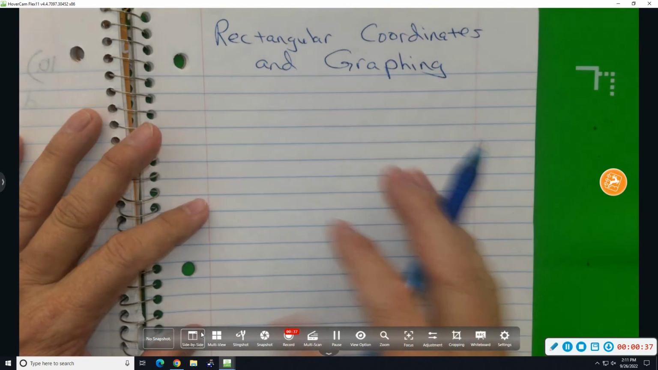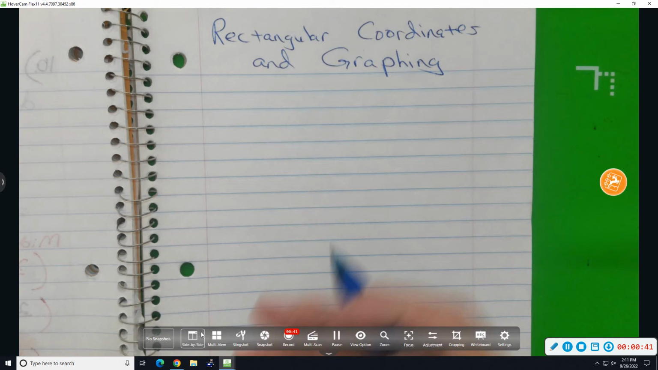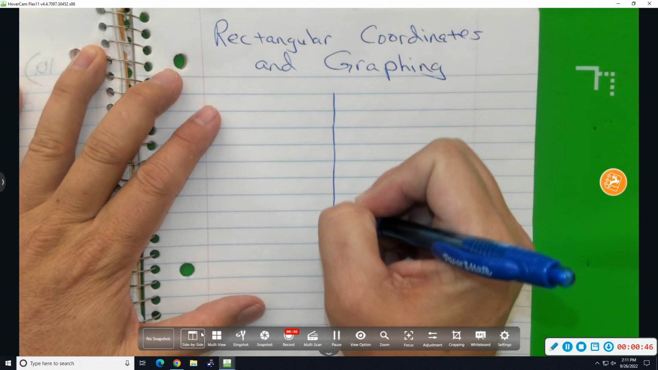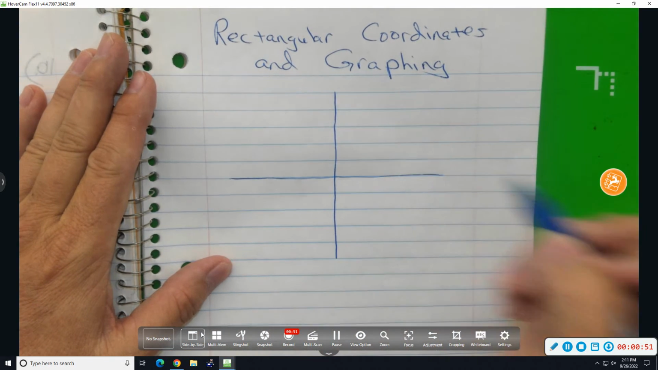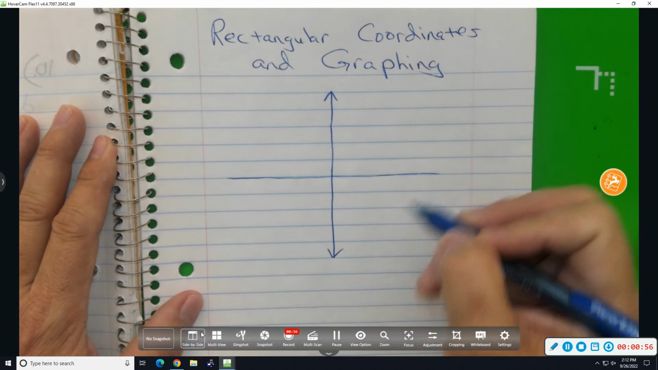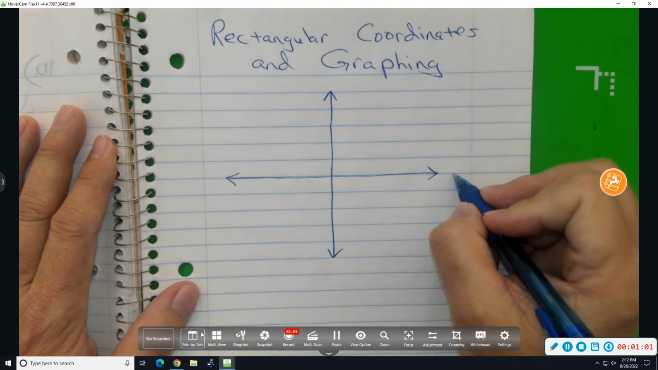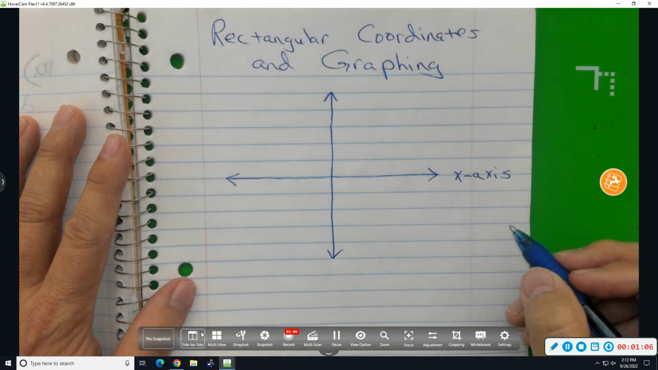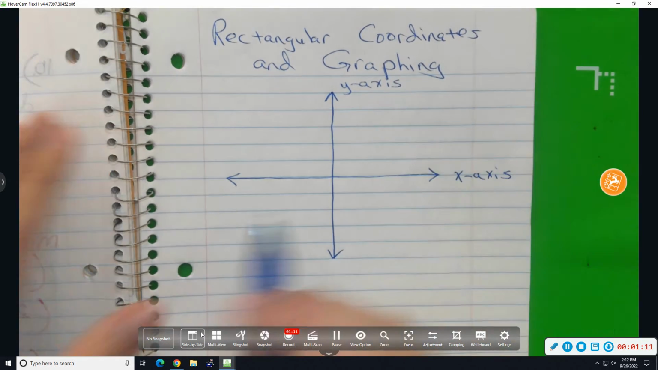So here's a little brief review regarding graphing. Any flat surface can be referred to as a plane. So the plane I'm using is this piece of paper here. We can divide a plane using two number lines, a horizontal number line and a vertical number line. The horizontal number line is frequently referred to as the x-axis. The vertical number line is frequently referred to as the y-axis. Is this sounding familiar to y'all?